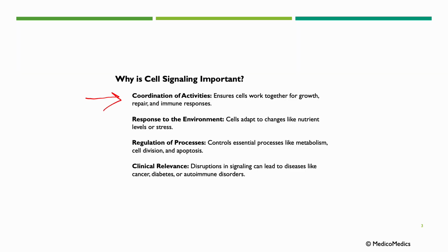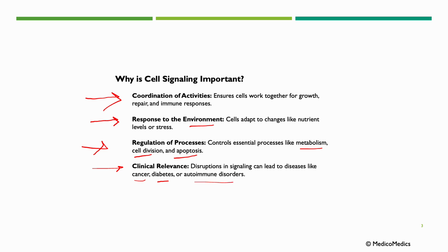Well, it plays a role in coordination of activities, so it ensures cells work together for growth, repair, and immune responses. It's important in response to the environment, so cells adapt to change like nutrient levels or stress. Regulation of processes, so it controls essential processes like metabolism, cell division, and apoptosis. Clinical relevance. Disruptions in signaling can lead to diseases like cancer, diabetes, or autoimmune disorders.